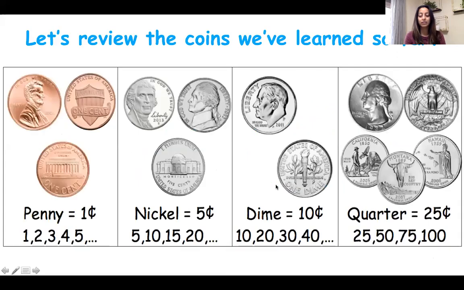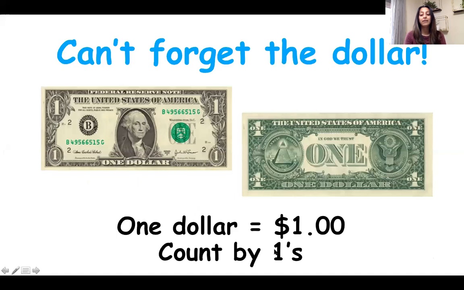All right, so let's review the coins we've learned so far. We have our pennies, our nickels, our dimes, and our quarters. They all look very, very different, so it's important to pay attention to the details when we're looking at the coins so that we know what to skip count by and how much those coins are worth so we don't get the wrong answers or the wrong value. We can't forget the dollar, right? Here's our dollar bill with two sides, and we count it by ones because it's worth $1.